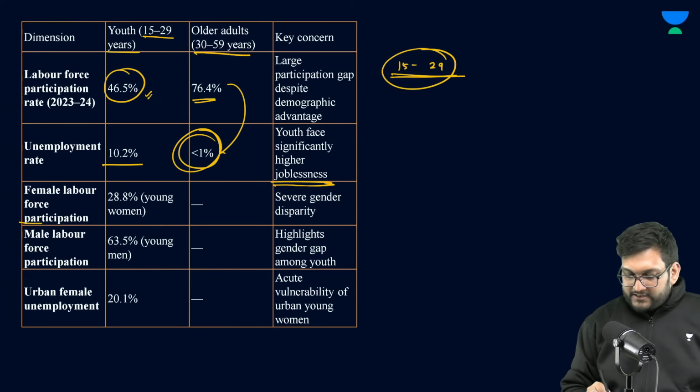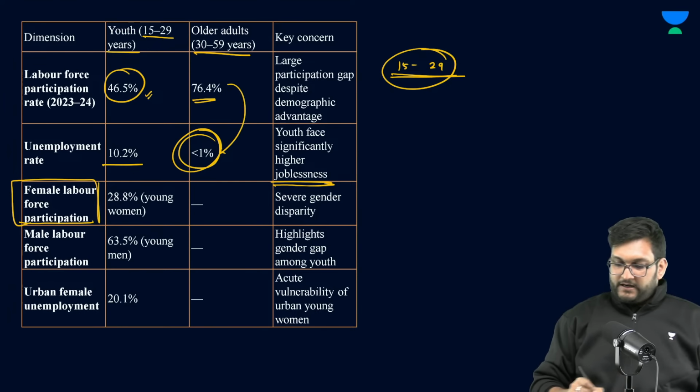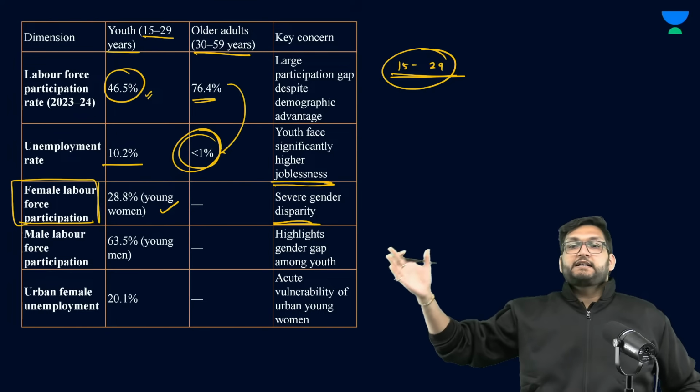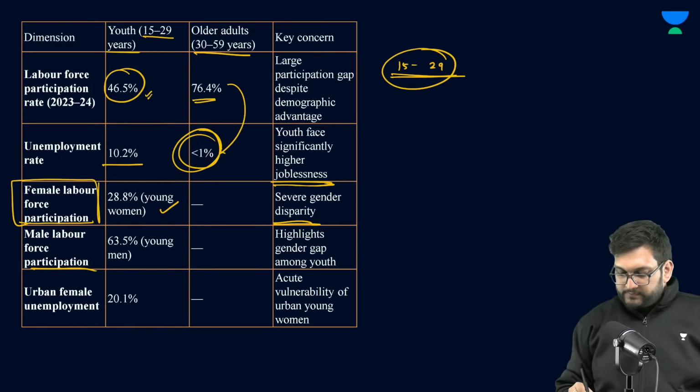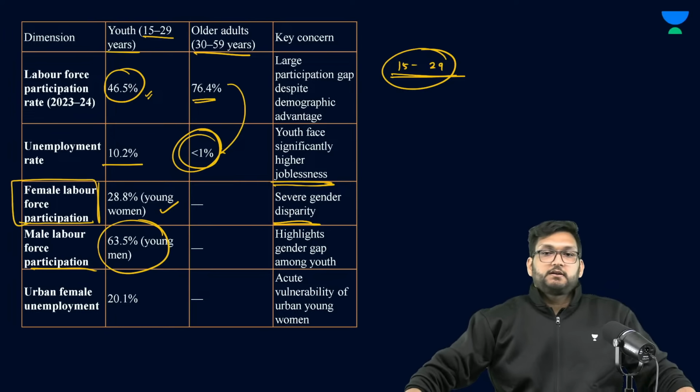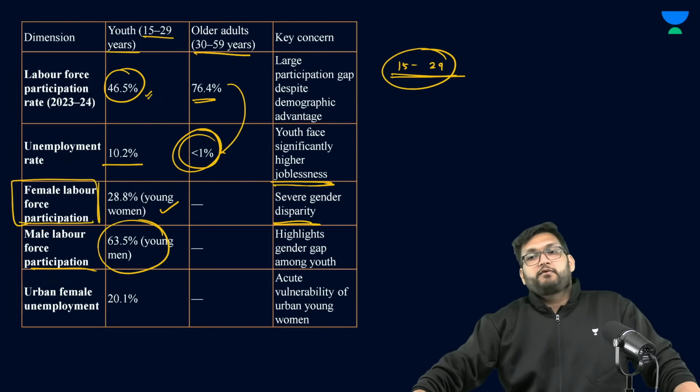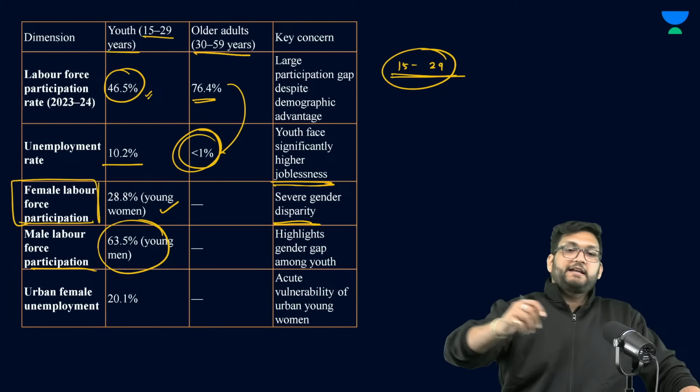If I take into consideration female labor force participation, it is 28.8%, which is again a major difference vis-a-vis male labor force participation, 63.5%. So females may not be part of it because of marriage, because this is also the marriageable age in India.